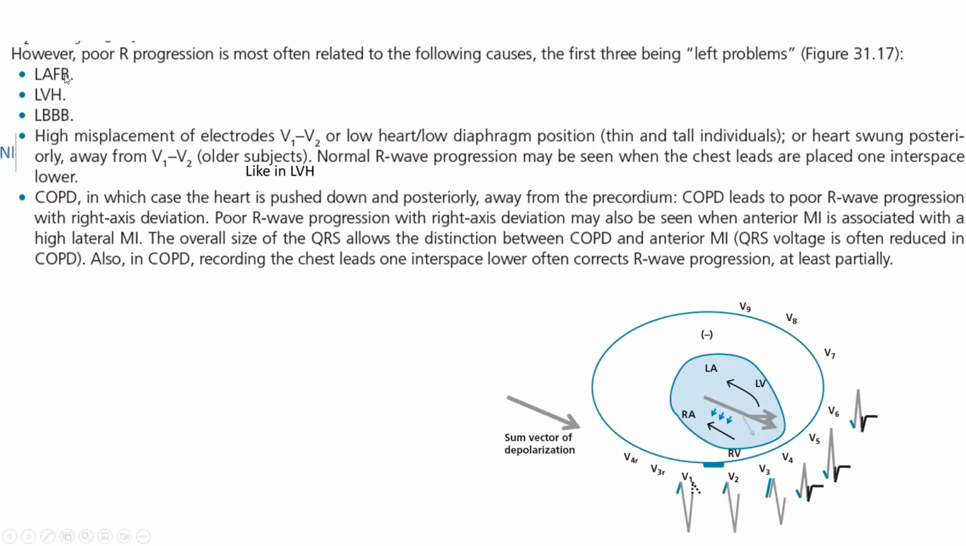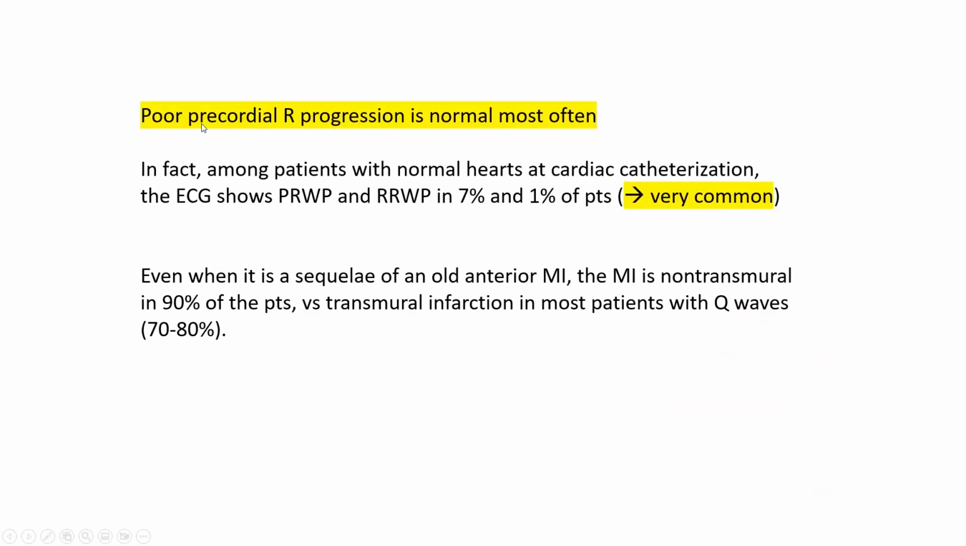And those are the causes of poor R wave progression: left anterior fascicular block, LVH, left bundle branch block, high misplacement of electrodes V1, V2, low diaphragm position in thin and tall individuals, or heart swung posteriorly away from those precordial leads, as may happen in older subjects, in LVH, or in COPD, where the heart, because of the chest air, is pushed more posteriorly. And keep in mind, poor precordial progression is most often not an MI. In fact, among patients with a normal heart at cardiac catheterization, based on one study, the EKG showed poor R wave or reverse R wave progression in 7 to 11% of patients. That's a huge number, very common.